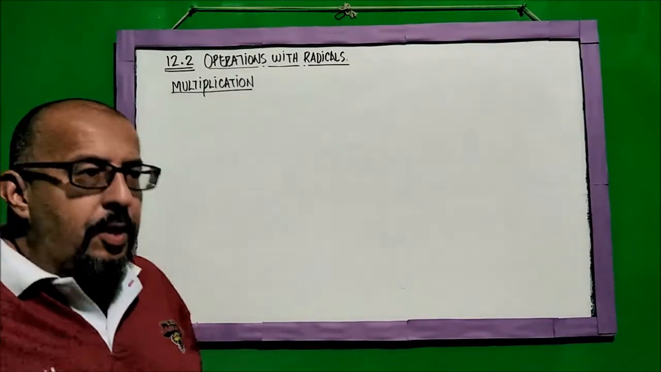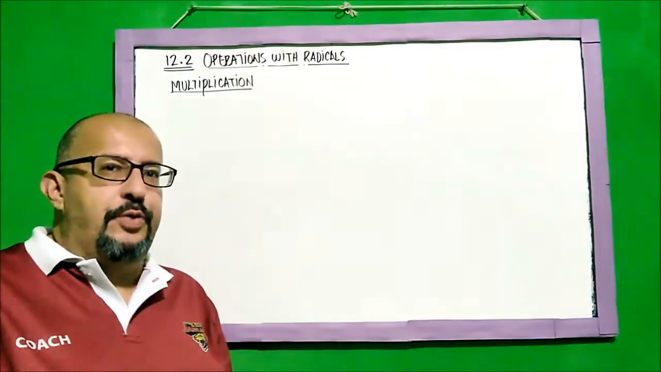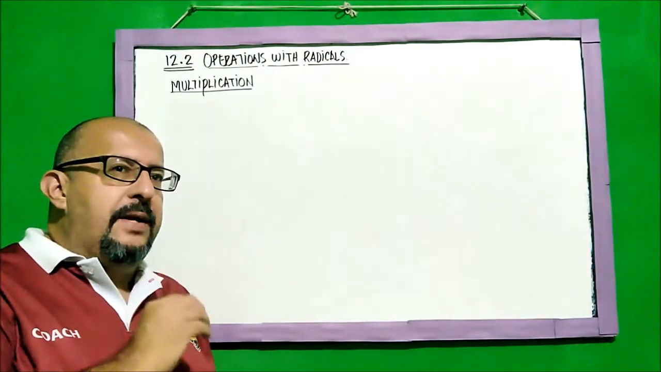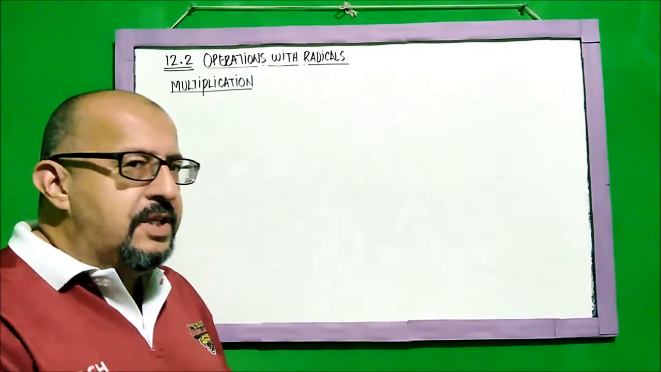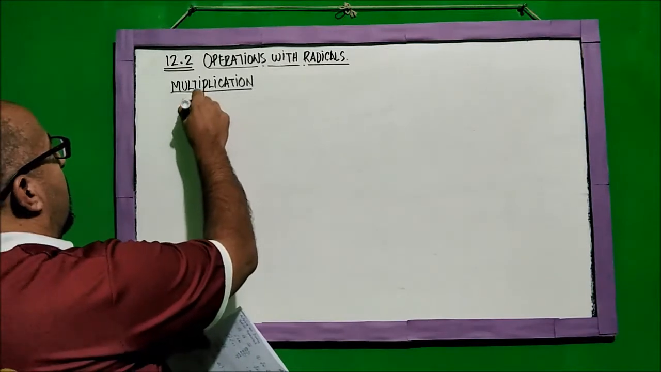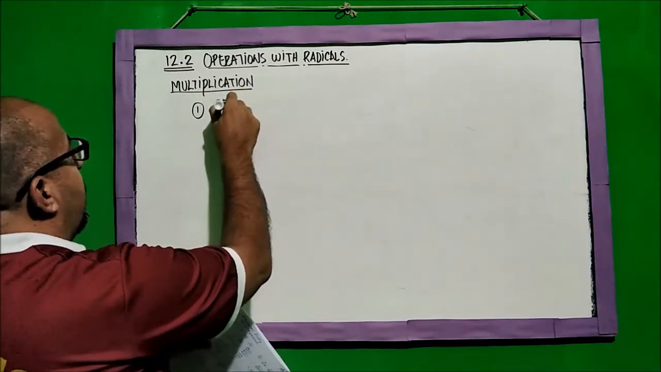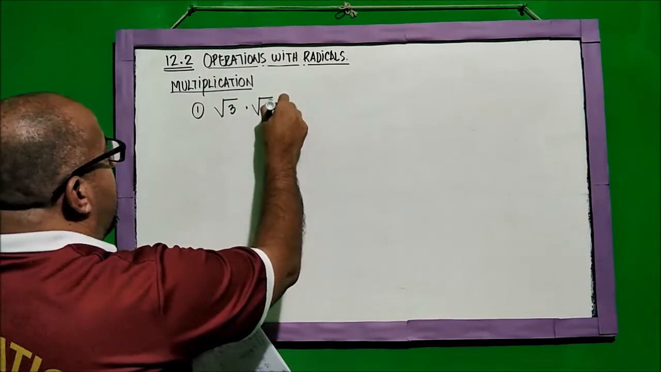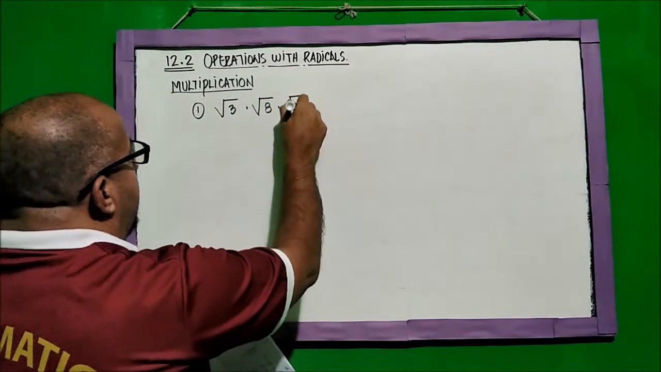Today's lesson involves the multiplication of radical expressions. In the first part, we're going to multiply radical expressions in a very simple way. For example, the square root of 3 times the square root of 8 times the square root of 10.